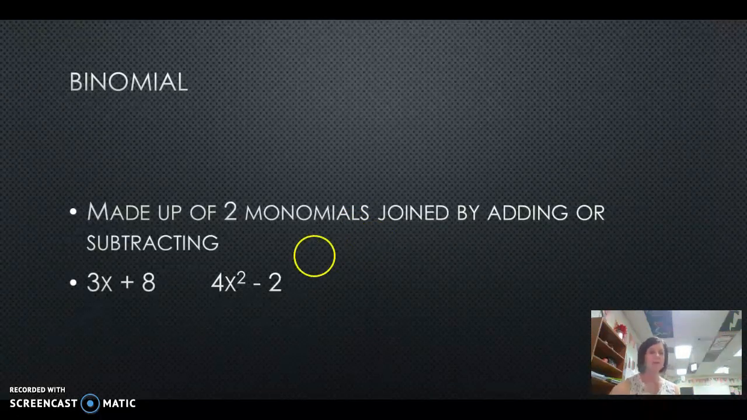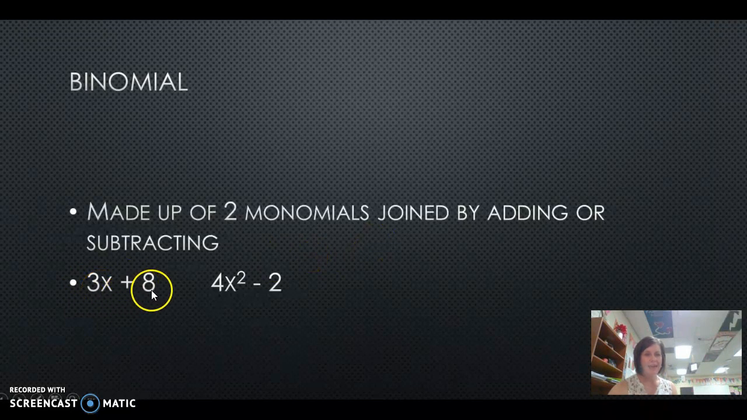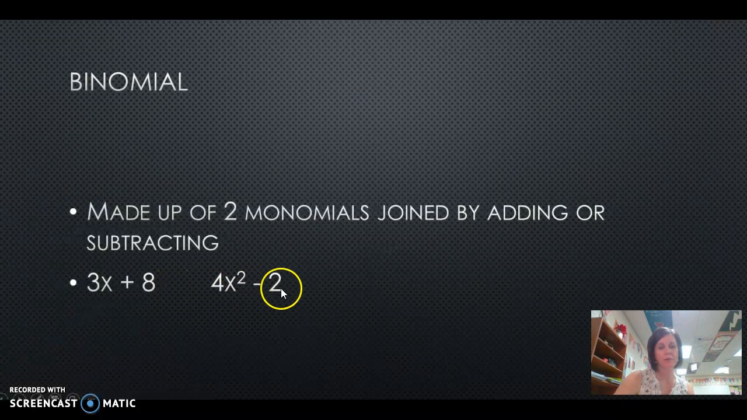3x plus 8. 3x is a monomial. 8 is a monomial, and we've joined it by adding. So 3x plus 8 would actually be a binomial. Another example, 4x squared minus 2. It has two terms, two monomials.